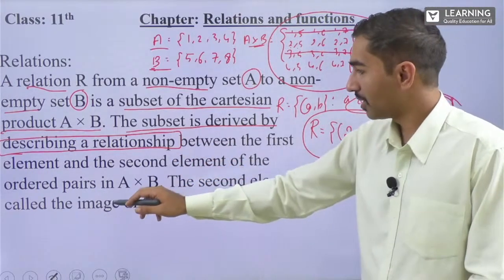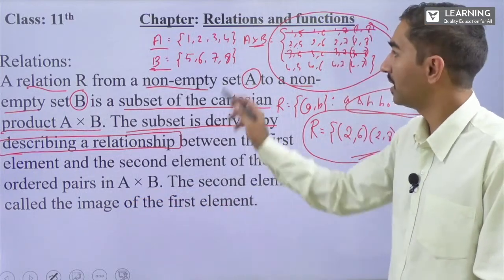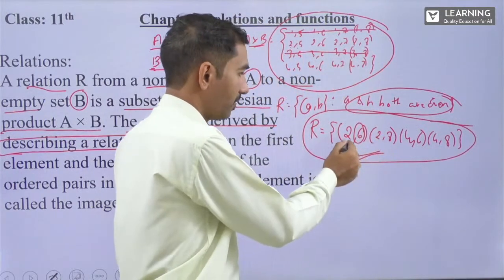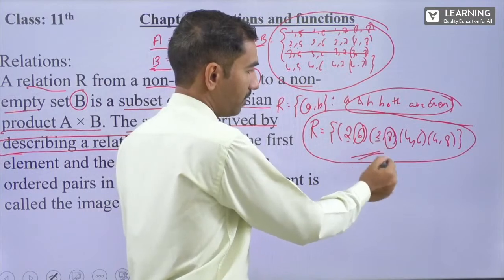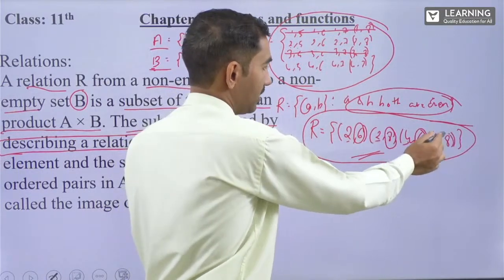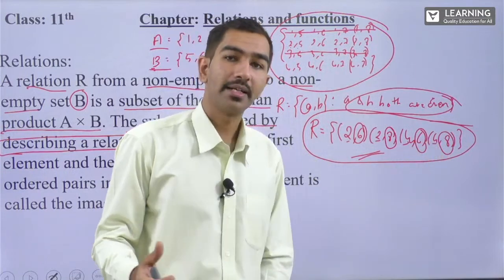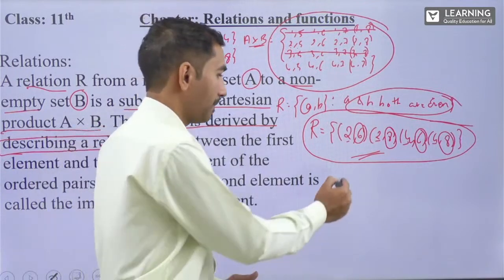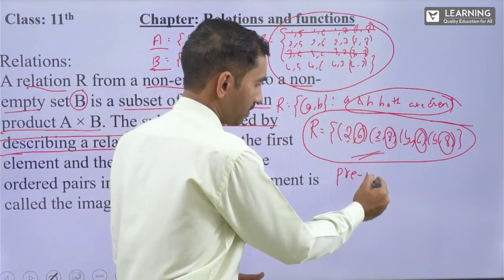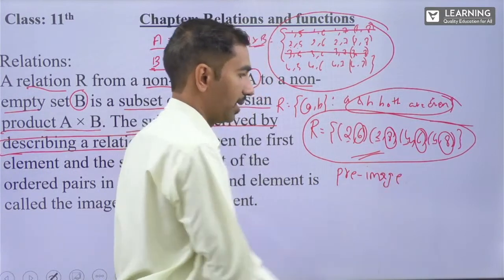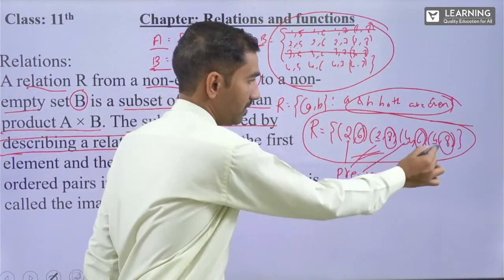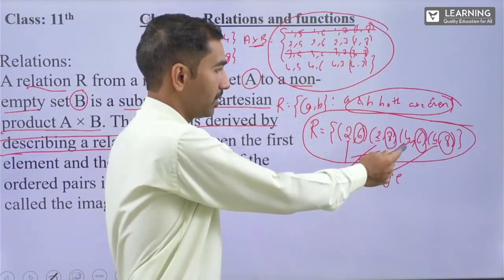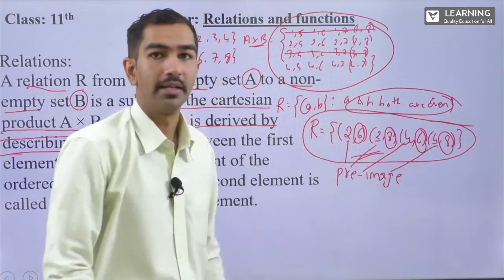The second element is called the image of the first element. So the second element is nothing but what, students? See this: 6 is the image of 2, 8 is the image of 2, 6 is the image of 4, 8 is the image of 4. So the second elements are called images. What are the first elements called, students? The first elements are called pre-images. So all these first elements are pre-images. 2 is the pre-image of 6, 2 is the pre-image of 8, 4 is the pre-image of 6, 4 is the pre-image of 8, like that.